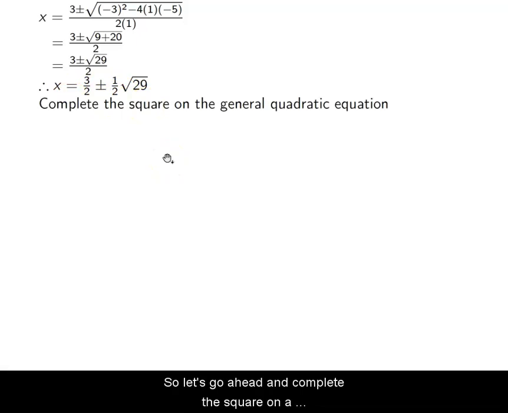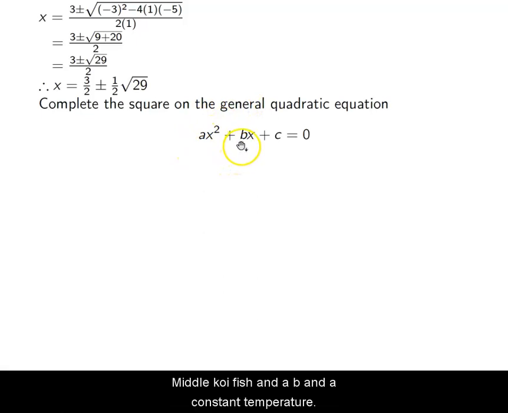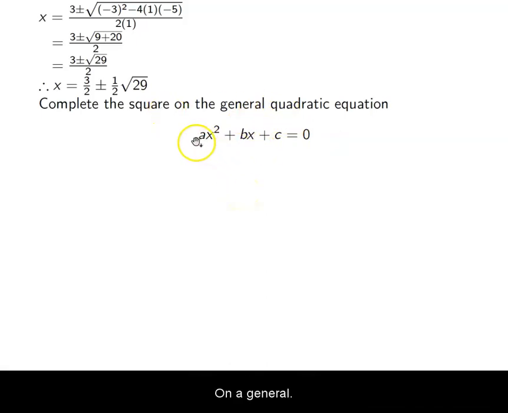Okay. So let's go ahead and complete the square on a general quadratic equation. So a general quadratic equation will have a leading coefficient of a, a middle coefficient of b, and a constant term of c. Okay. We could keep it as a2, a1, and a0, but I know that's confusing for people. So we're going to use the standard notation that we generally have. So for a general quadratic, we have a, b, and c going on. Okay, so we're going to complete the square on a general quadratic equation, right? That's set to 0, right?